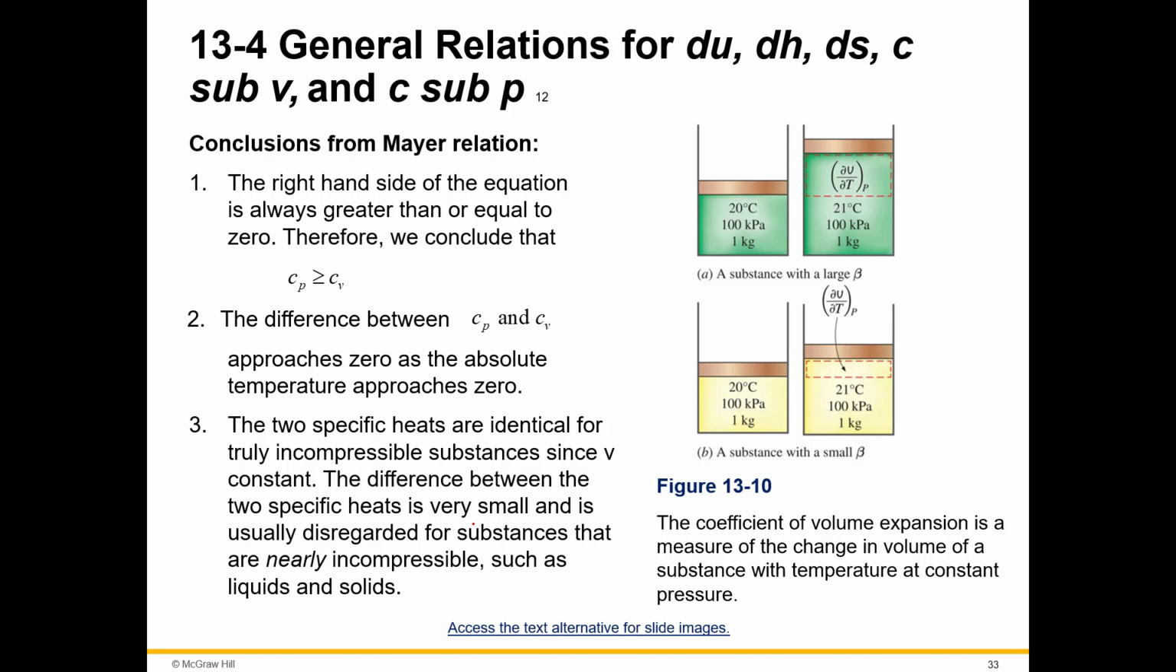So these are the conclusions from the Mayer relation. The right-hand side of the equation is always greater than or equal to 0, and therefore we can conclude that Cp is always greater than or equal to Cv. The difference between Cp and Cv approaches 0 as the absolute temperature approaches 0, so those two are related.